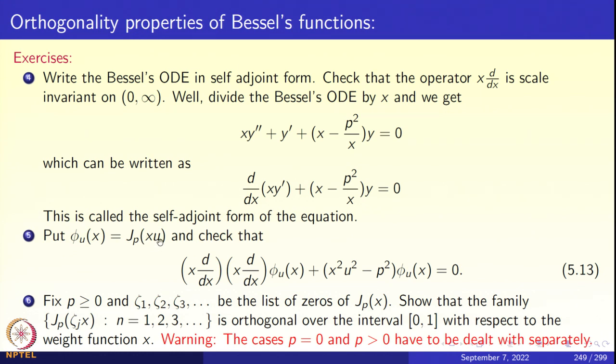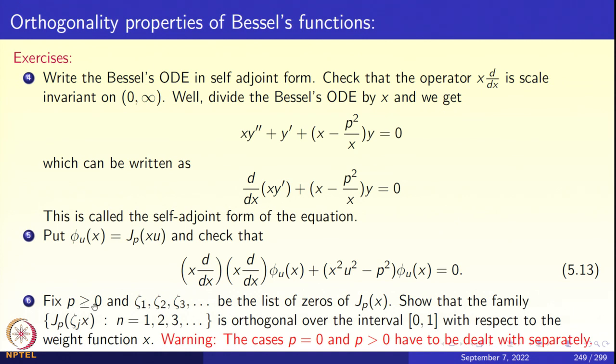Eventually the u will be a zero of the Bessel function. Now let us assume that p is greater than or equal to 0. So these two exercises, exercise 4 and exercise 5, are routine calculus exercises, I'll just leave it to you. Exercise 6 is more interesting, and we shall dwell a little deeper in exercise 6.